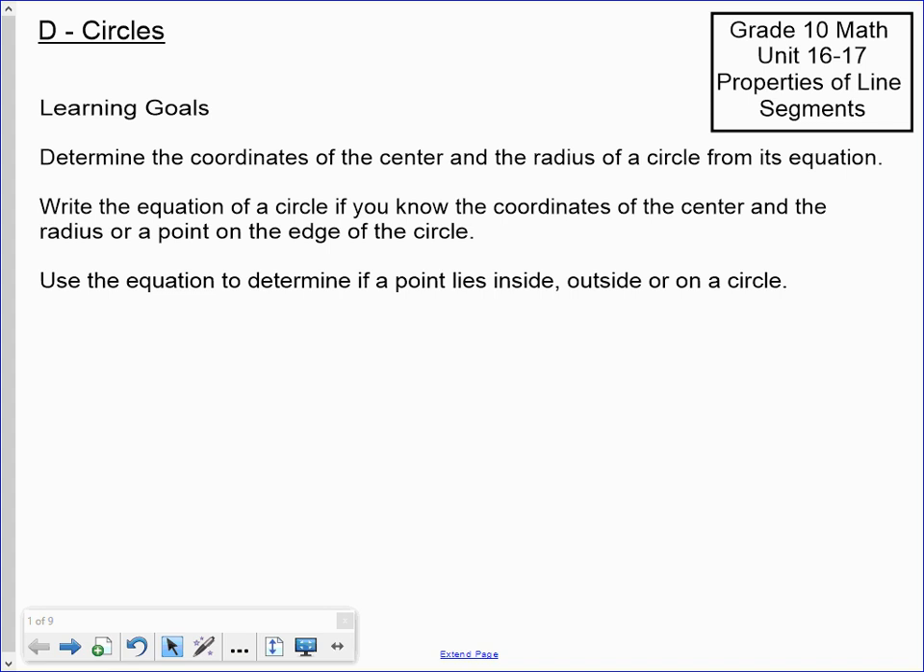All right, in this lesson, we're going to take a look at circles, and more specifically, the equations of circles. By the end of this lesson, you should be able to determine the coordinates of the center and the radius of a circle if you're given its equation. Write the equation of a circle if you know the coordinates of the center and the radius, or if you know a point on the edge of the circle. And use the equation to determine if a point lies inside, outside, or on a circle.